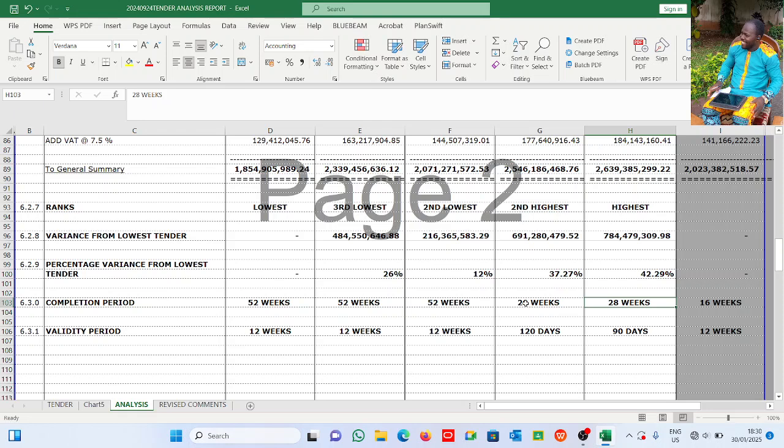Now completion period: this says 52 weeks, 52 weeks, 52 weeks, 20 weeks, whoa, 28 weeks, 20 weeks. Is this possible? While the QS says 16 weeks and validity period says 12 weeks.